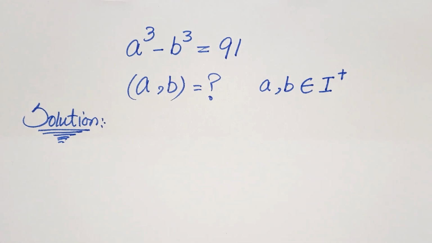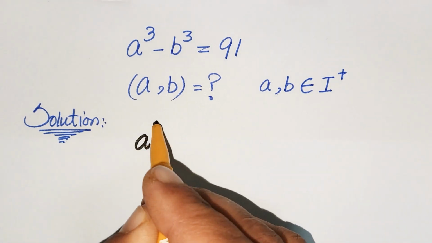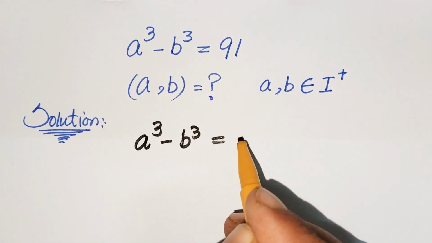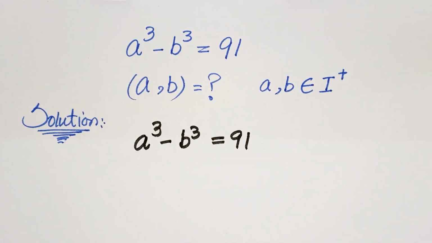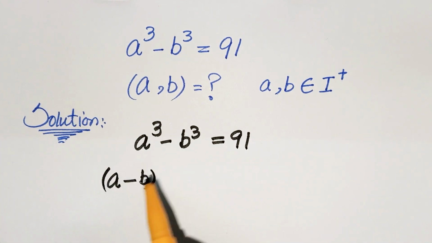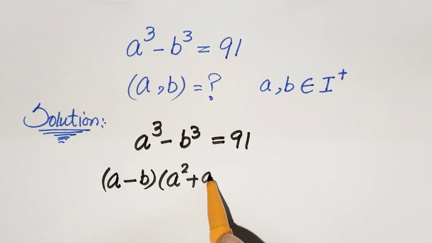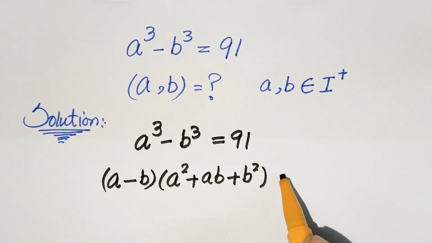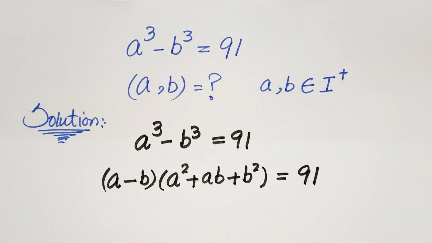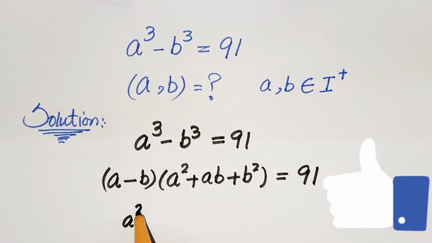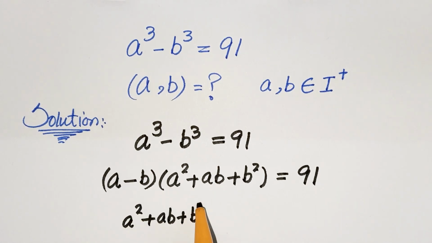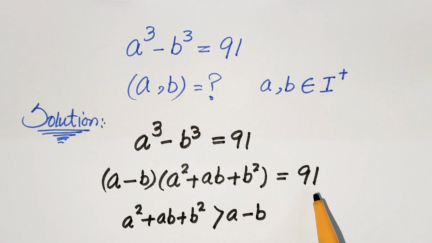So now I'm going to solve our first step. Our problem is a cubed minus b cubed is equal to 91. By using the algebraic formula, we know that a cubed minus b cubed is equal to (a minus b) times (a squared plus a times b plus b squared), which is equal to 91. So here we see that for any value of a and b, this a squared plus ab plus b squared will be greater than this a minus b. So for any positive integer, we just factorize this 91.